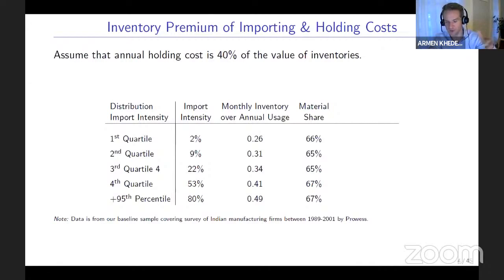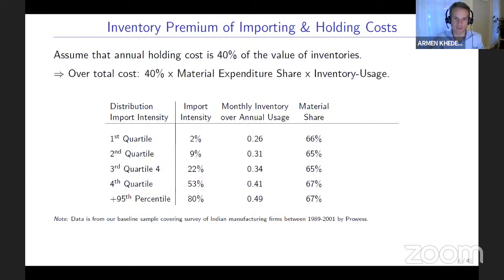Usually in developing countries, these numbers are higher because interest rates tend to be larger, but let's just take that number. Then, to assess how important they are for the firm over all its costs, we need to multiply that by the material expenditure share and the amount of time that goods are staying in the warehouse. So this is the inventory usage ratio. Basically, we multiply 40 times the inventory usage ratio times the material share.